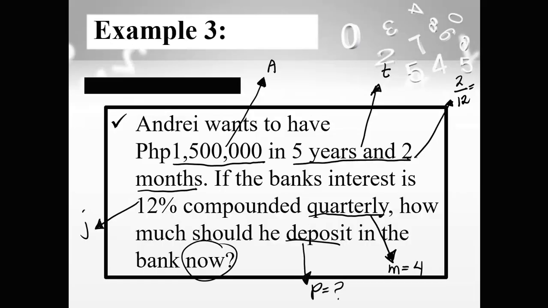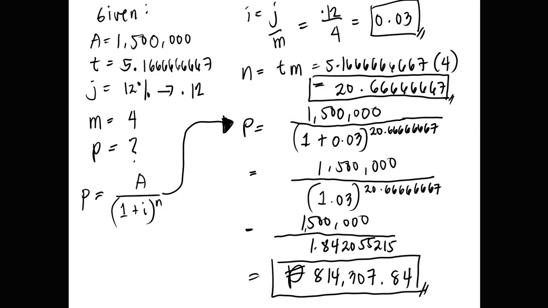So meaning, if Andre wants to have 1,500,000 pesos in 5 years and 2 months with the interest rate of 12% compounded quarterly, he needs to invest 814,307 pesos and 84 centavos today.